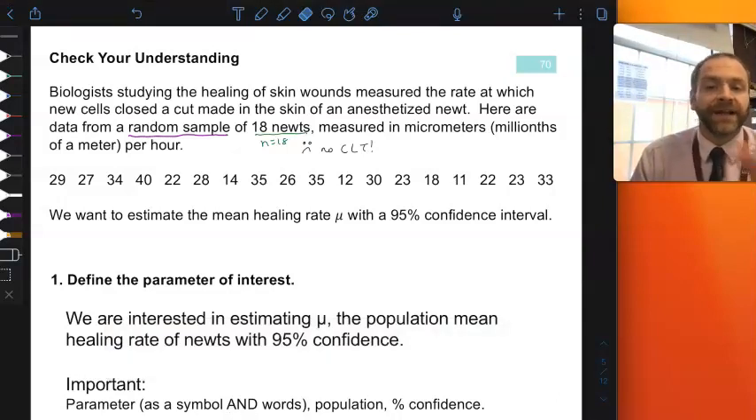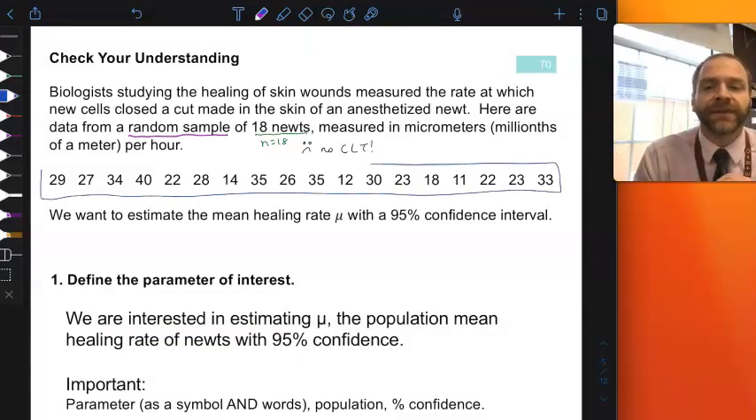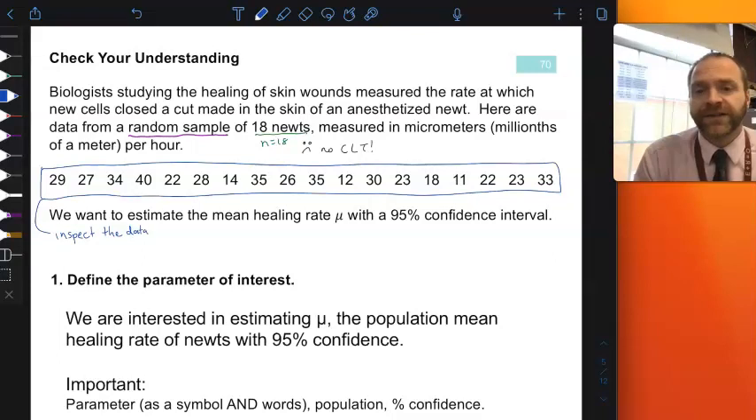So that's the state part. You can write state there instead of define the parameter of interest. That's your state part of inference. We're going to put the data in our calculator, and we're going to run a 1-Var Stats. And that's going to allow us to inspect what our sample mean is and our sample standard deviation.